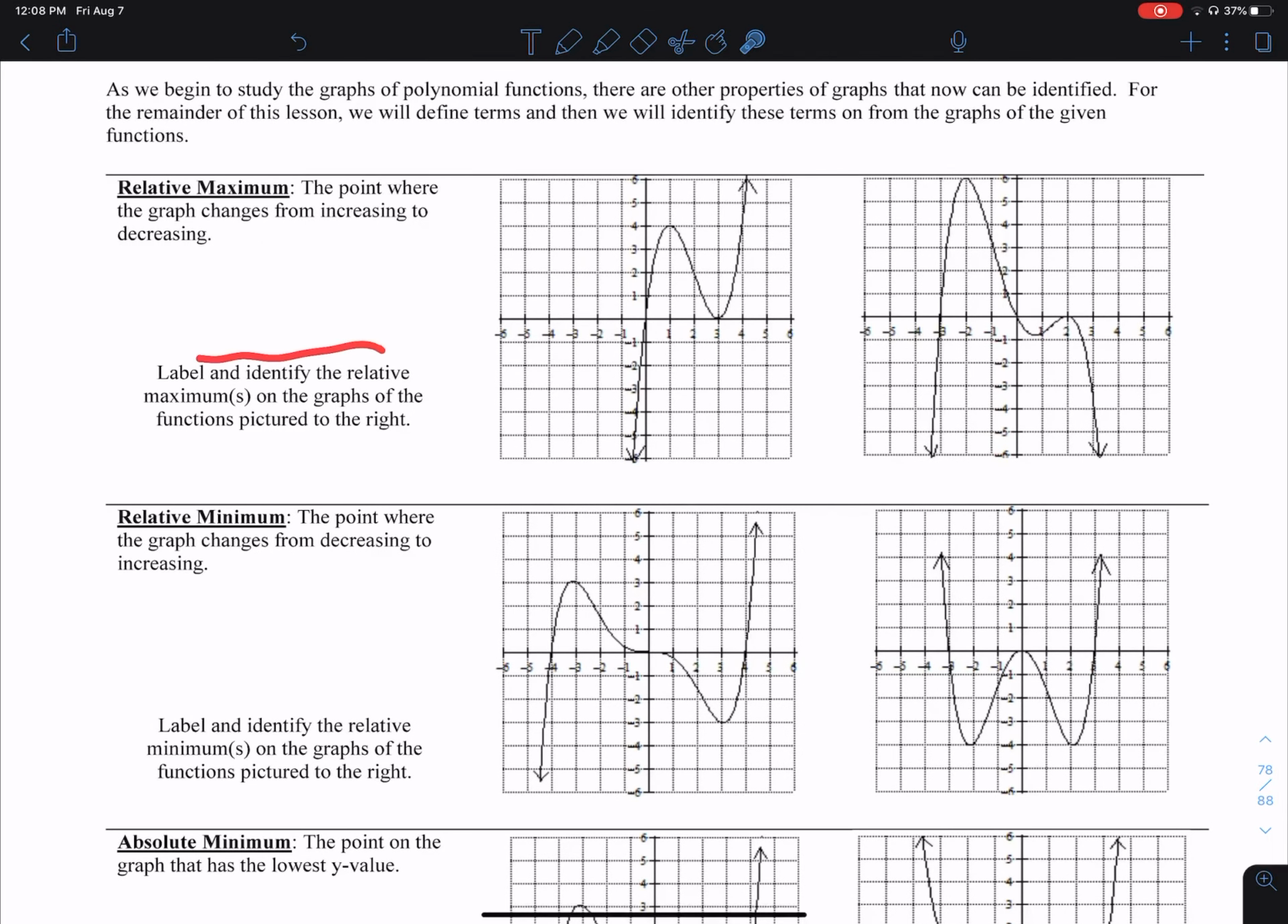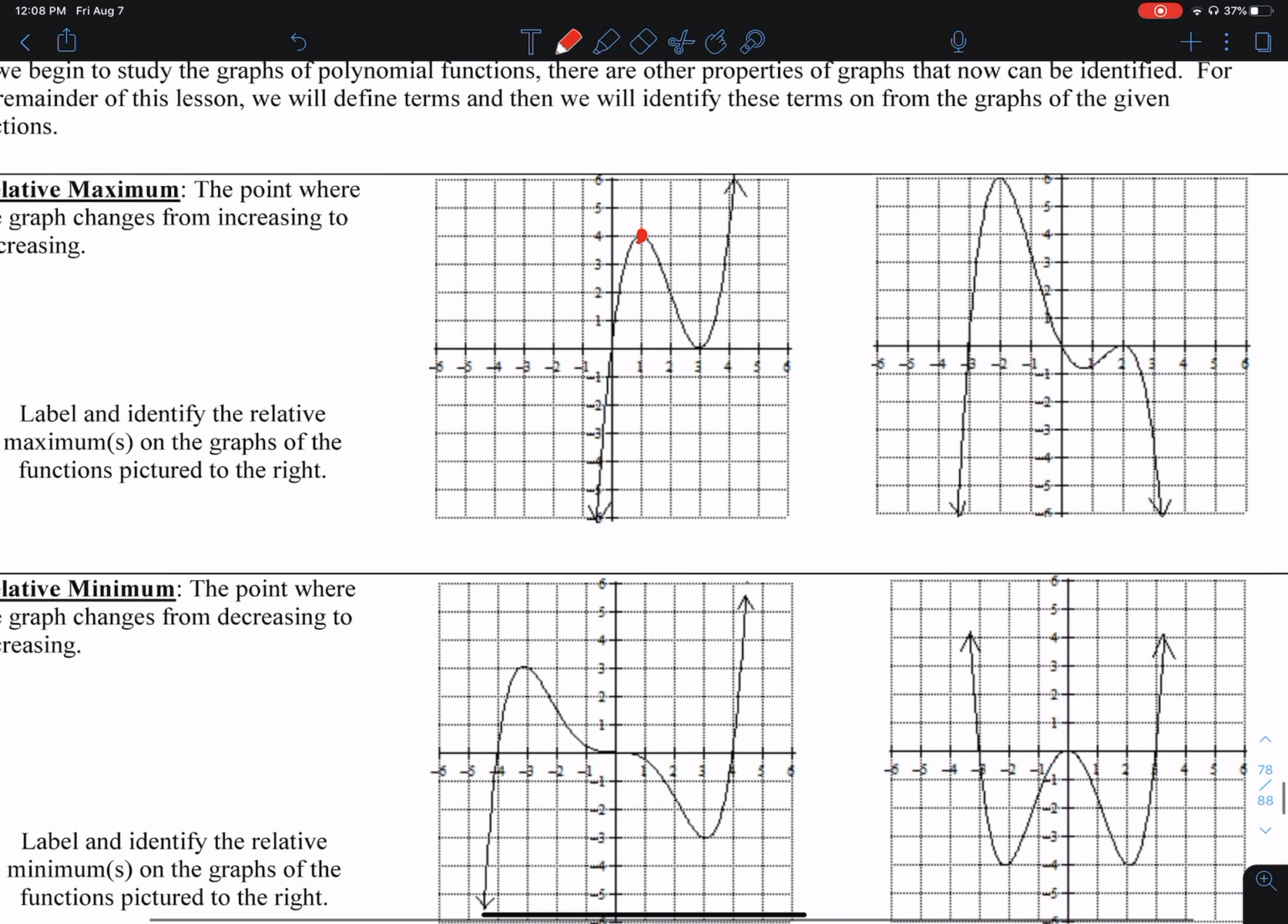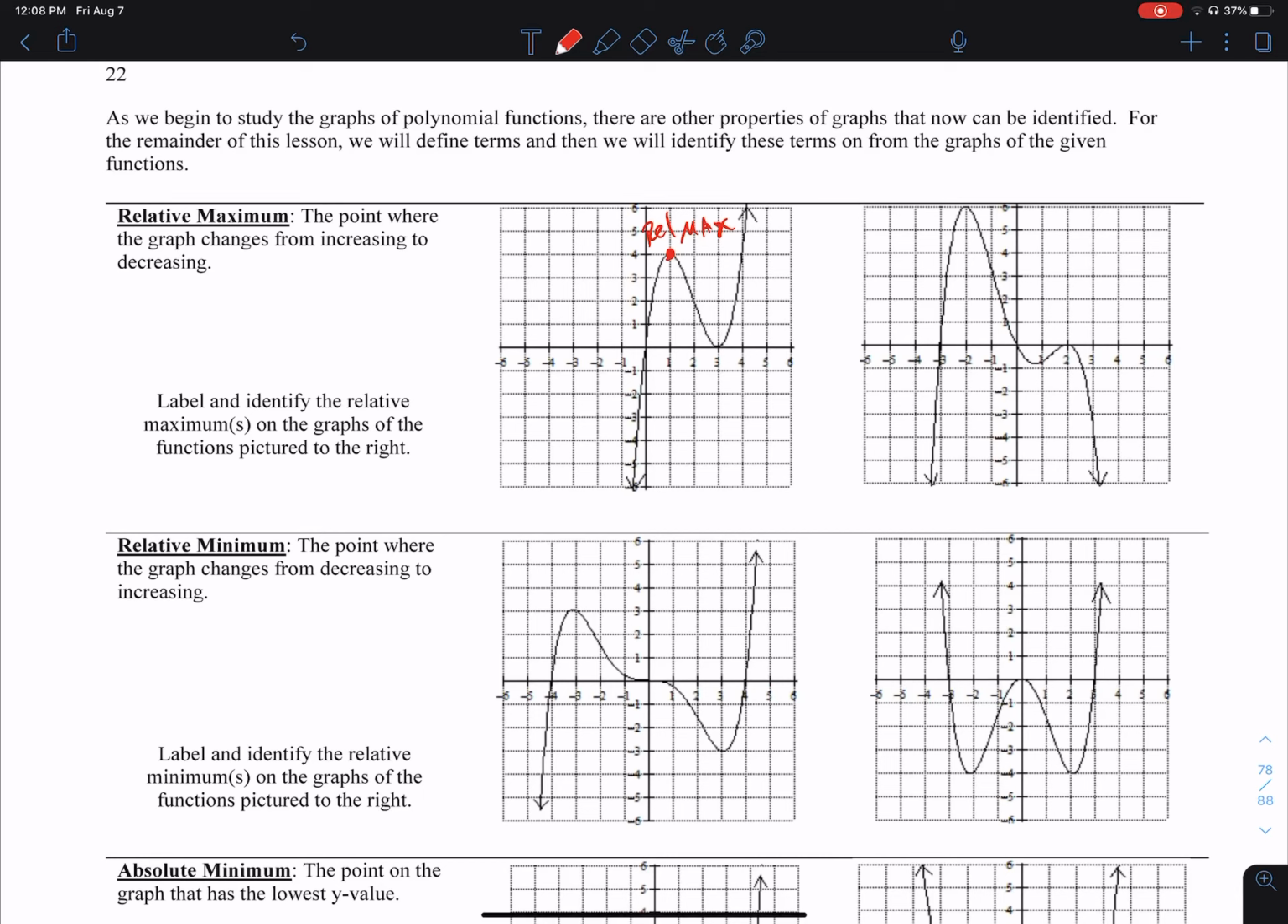Label and identify the relative maximums on the graph of the functions pictured to the right. Increasing means as you go left to right, it's going up. Decreasing means as you go left to right, it's going down. So on this graph right here, this point would be a relative maximum. There's another name for relative maximum, and that is local. Local and relative are synonyms in this context.